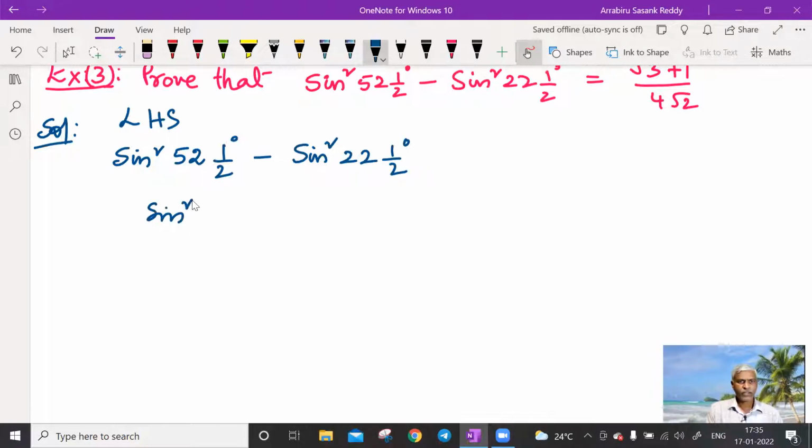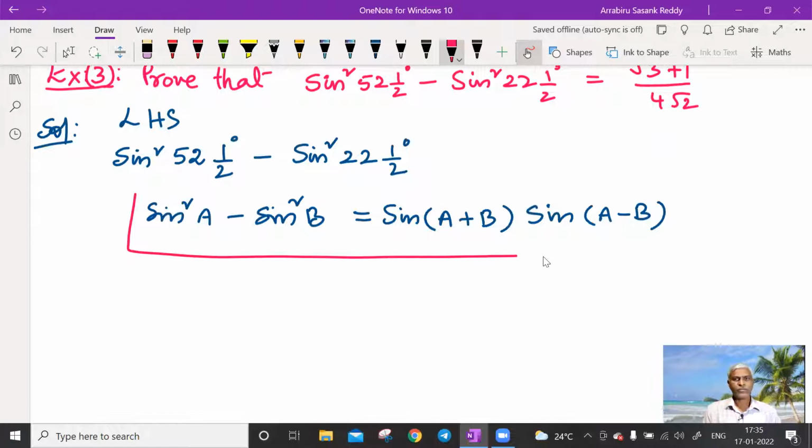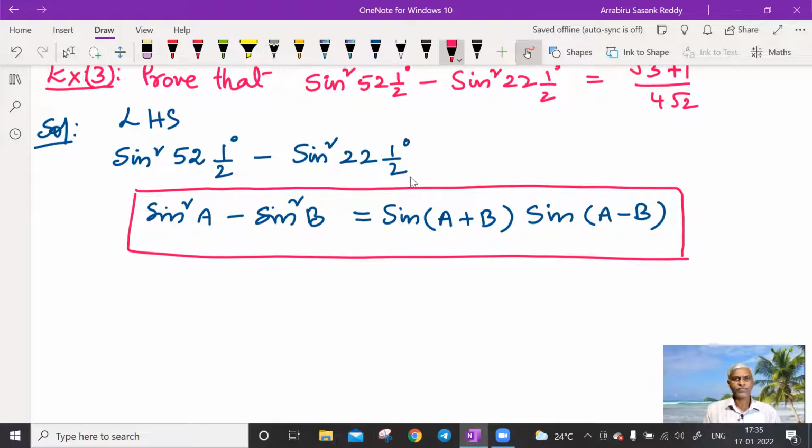This is in the form of sine square A minus sine square B, and we know the answer: sine A plus B into sine A minus B. So this is the formula we use for it. Here A is 52.5, B is 22.5.